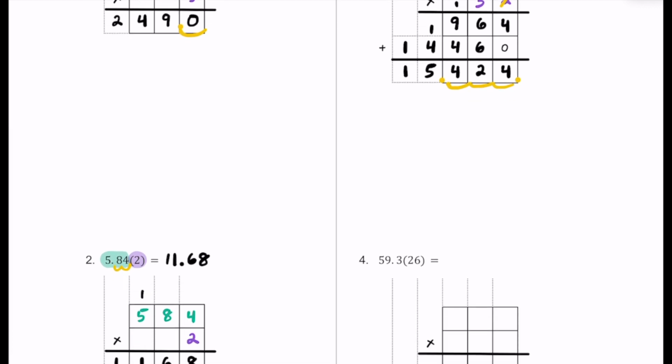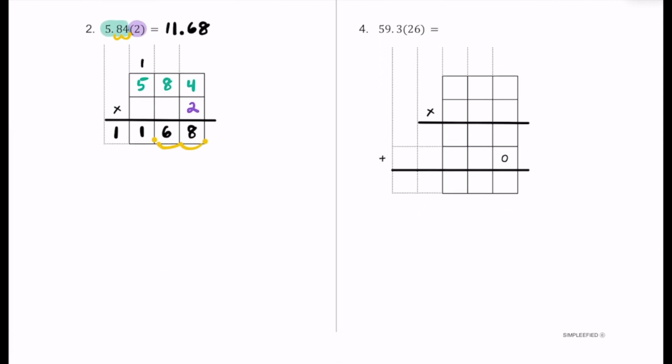Here's number 4. For number 4, we have 59 and 3/10. That's this number right over here, has 3 digits, and we're going to multiply this by 26. Now, if we go ahead and take this 59 and 3/10, ignore the decimal, let's think about it as 593 for just a few moments here, and then we can take a look at this 26. It's 2 digits. Let's go ahead and put that right underneath and line up the place values.